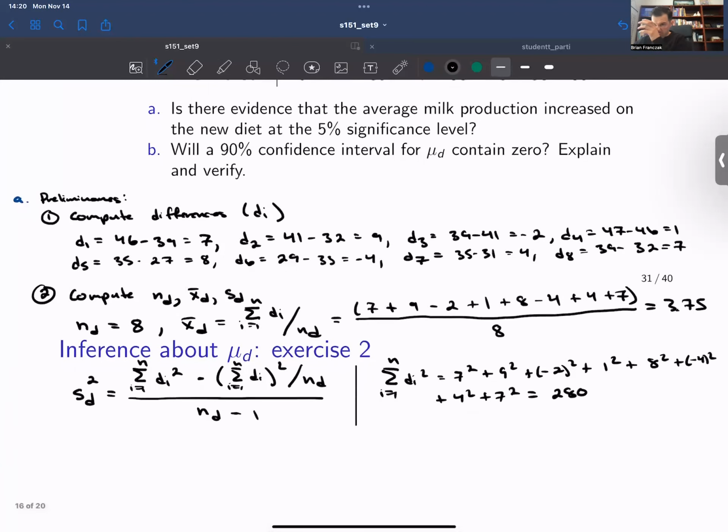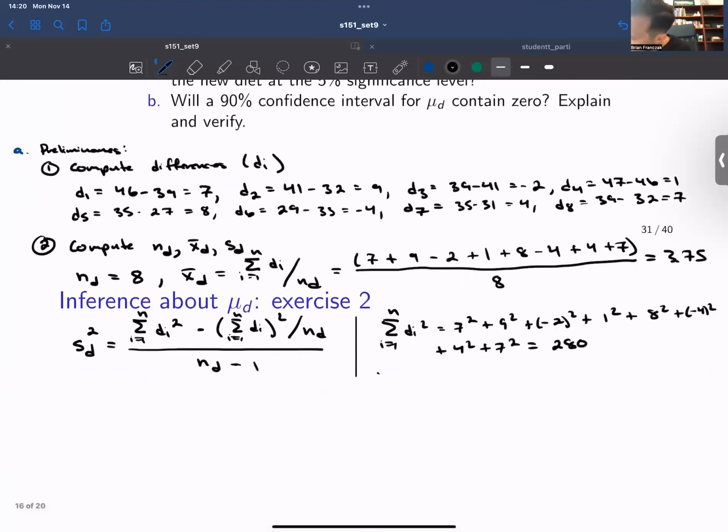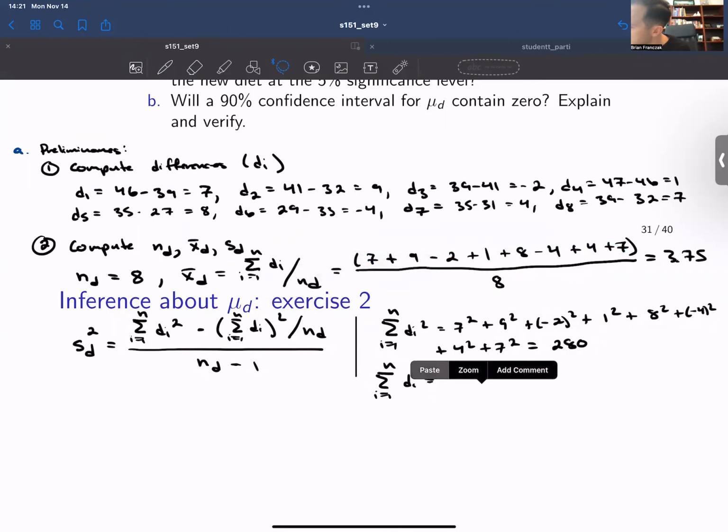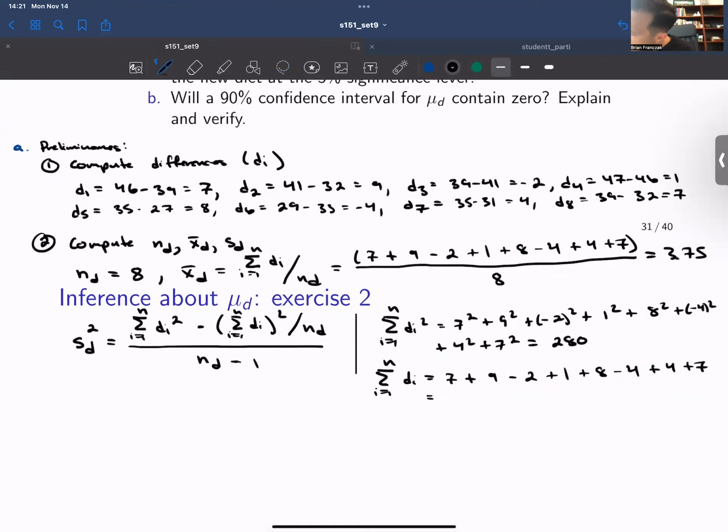Okay. So again, the same idea. I'm just squaring each difference and adding them together. I also need the sum of the differences. I've actually written out the process for doing this above, I just didn't give the number. So that's just going to be the 8 differences added together, and that works out to be equal to 30.